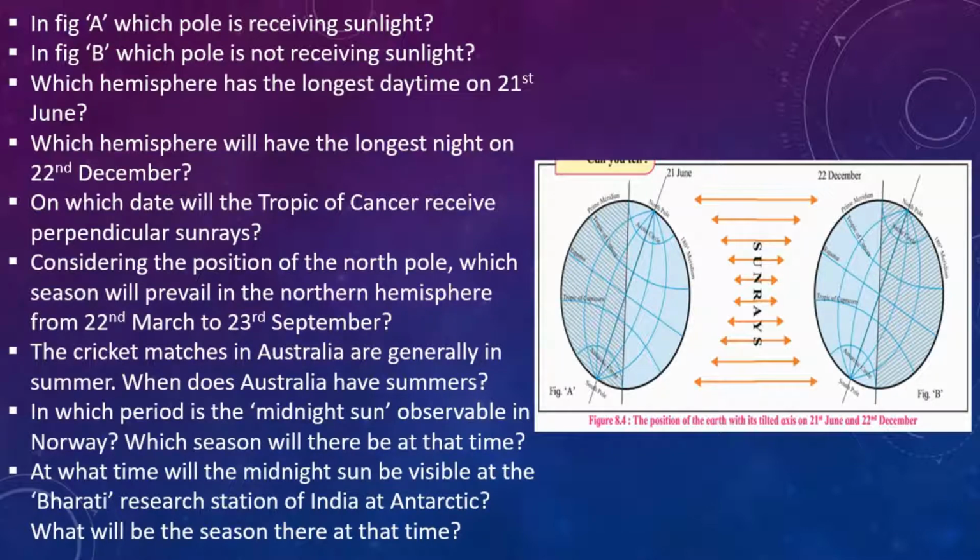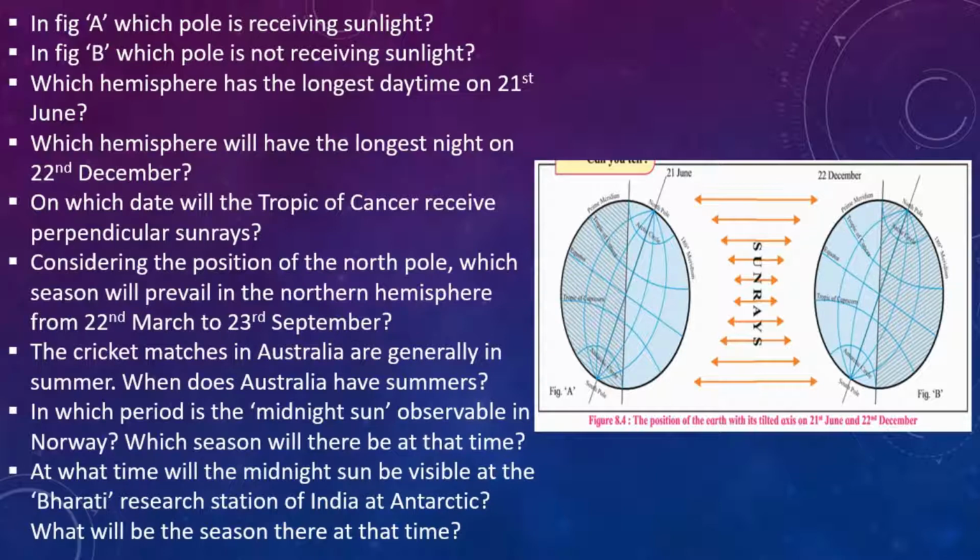Next, considering the position of the North Pole, which season will prevail in the Northern Hemisphere from 22nd March to 23rd September? Your summer season will prevail in the Northern Hemisphere from 22nd March to 23rd September. Next, the cricket matches in Australia are generally in summer. When does Australia have summer? Summer season prevails in Australia from 23rd September to 21st March.